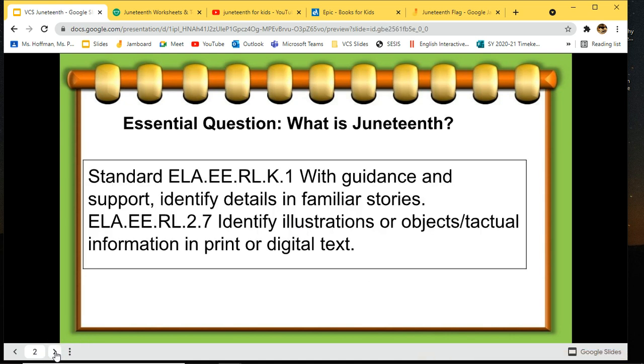Essential question: What is Juneteenth? Standard: With guidance and support, identify details in familiar stories. Identify illustrations or objects, tactical information in print or digital text.